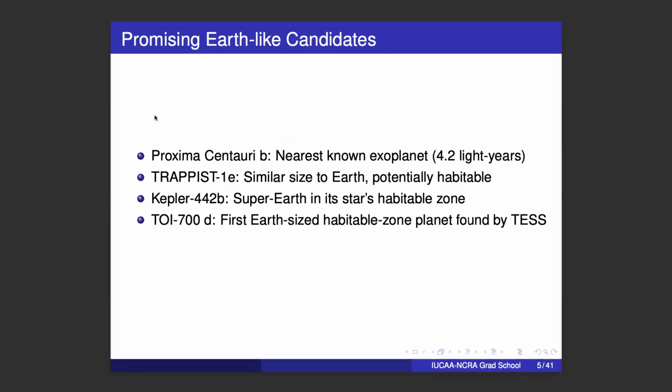So if you ask what are the places where you already have Earth-like candidates discovered? The nearest star to us is Proxima Centauri. It's just over a parsec, or about 4.2 light years away.